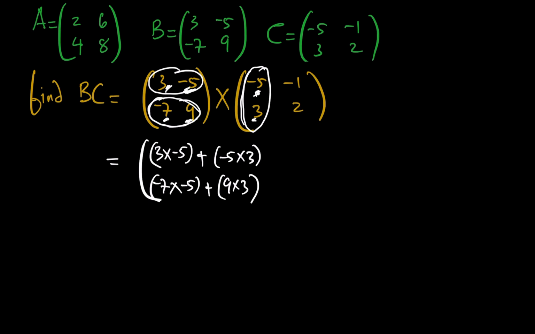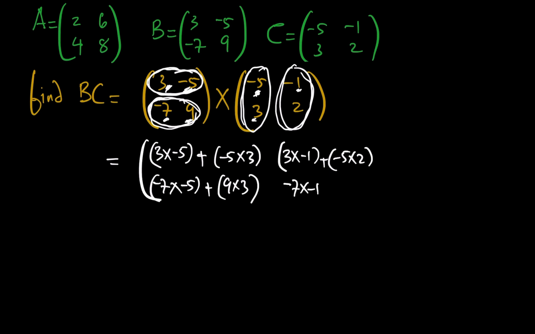Then we go to the next section. We take the first row with this next column. So it's going to be 3 there, multiplied by -1, added to this -5, multiplied by the 2. Then when we are done, we come to the last row, multiplying by the same column. So it's going to be -7 multiplied by -1. And then the 9 is also going to multiply 2. We are done.